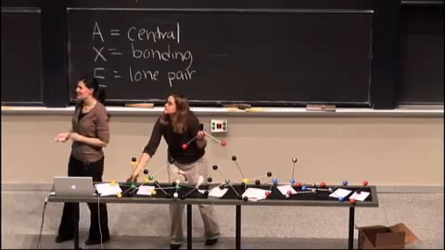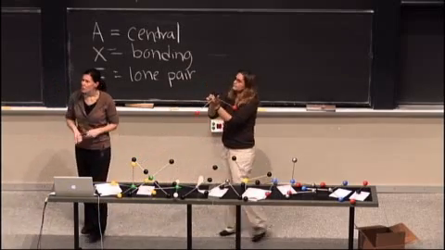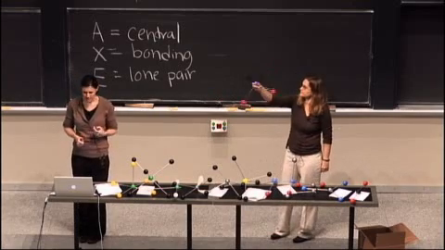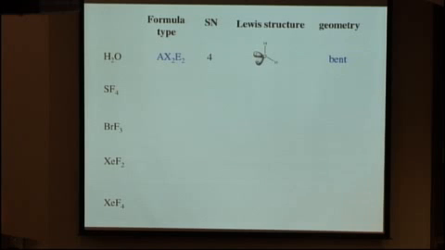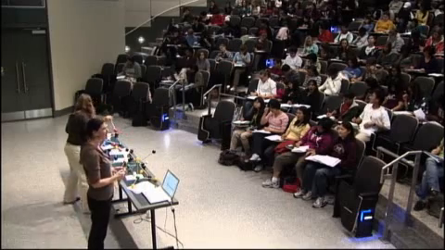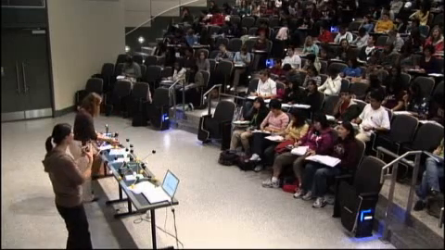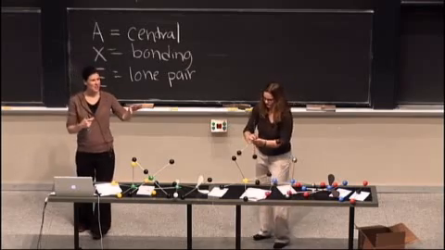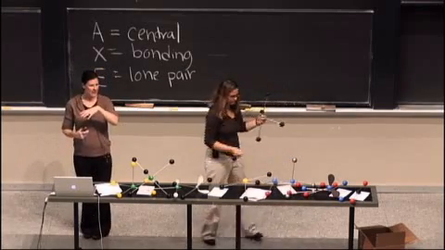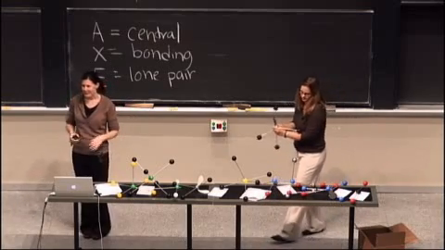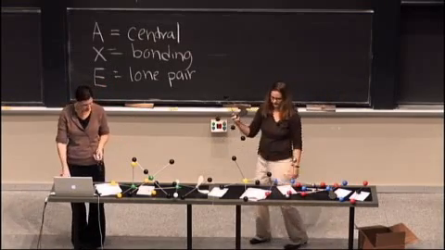Okay, AX2E2, that's correct. And what is the geometry of water? It's bent. So what we saw at the beginning of class was water is bent, and now you can see why and should be able to predict that yourself. I just want to mention that depending on the edition of the book you have, in one edition it's called bent, in the other edition it's called angular. We'll call it bent, but just remember that bent and angular, they're the same geometry.